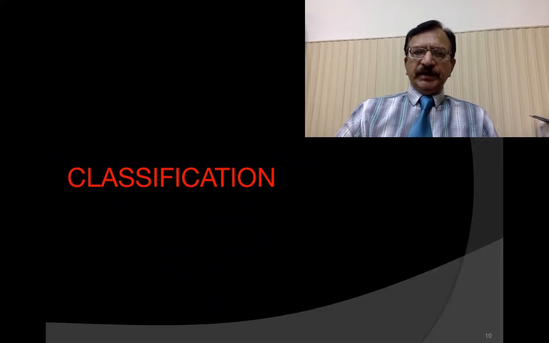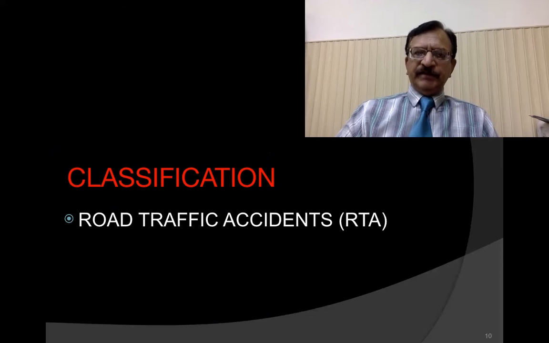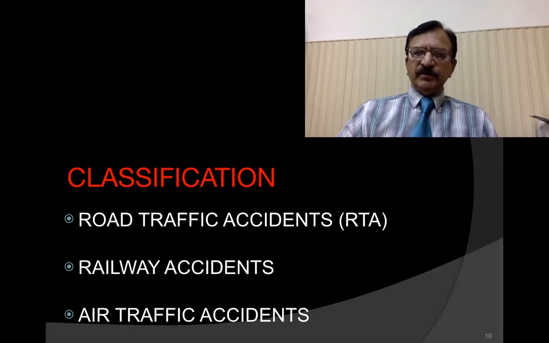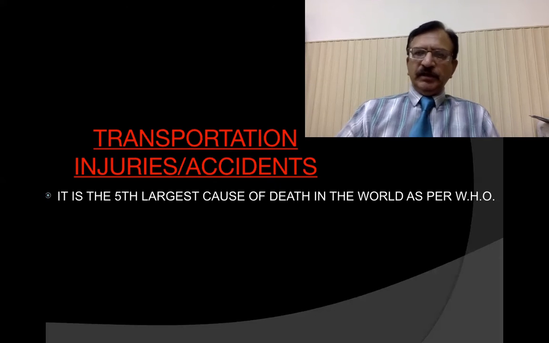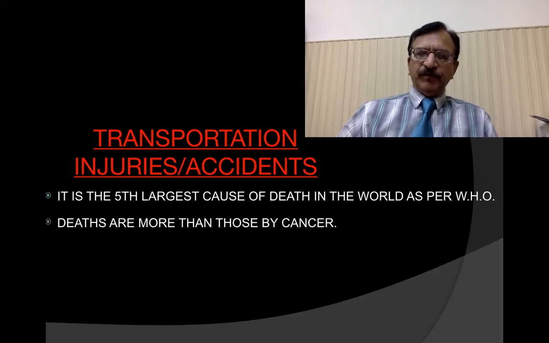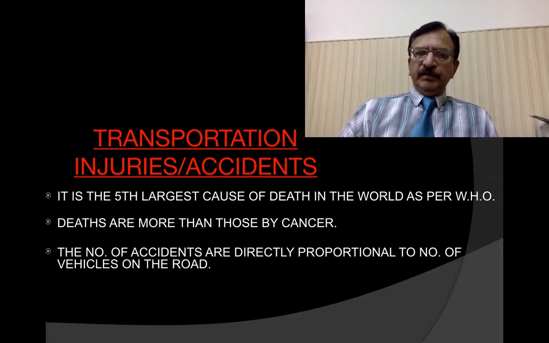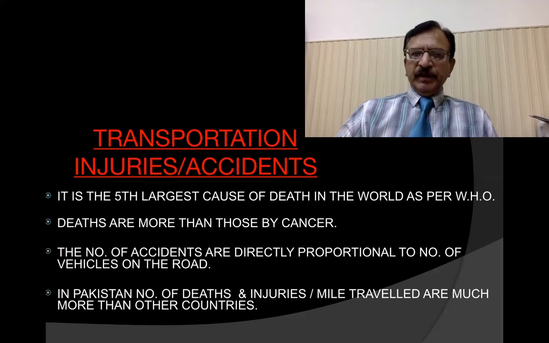The accidents are usually classified as the road traffic accident, the railway accidents, or the air traffic accidents. The transportation injuries, this has become the largest cause of death in the world as per WHO. And these deaths are more than the cancer. And the number of accidents are directly proportional to the number of vehicles on the road. And in Pakistan, the number of deaths and injuries per mile traveled are much more than other countries.